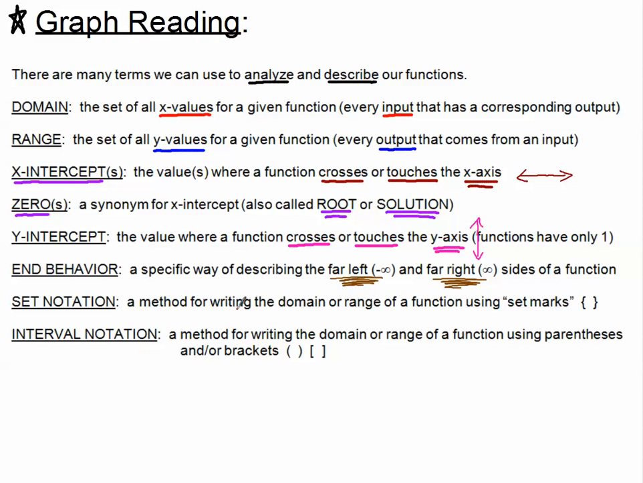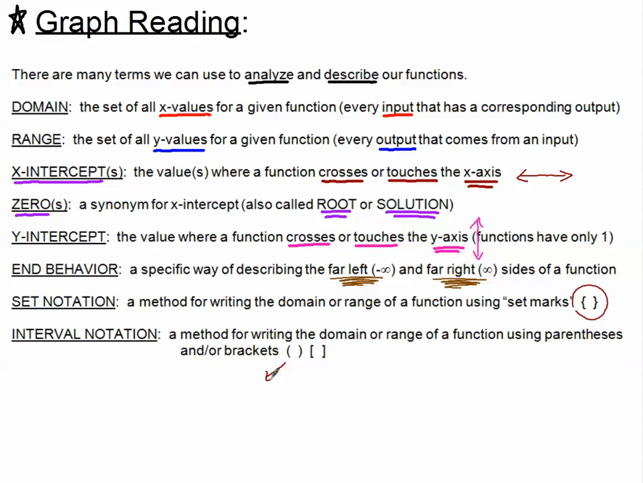Set notation is a method for writing the domain and range using our set marks, these fancy little parenthesis looking things. They're called braces. Interval notation, it's a different method for writing the domain and range. This time we use parentheses or we use brackets. Sometimes we use one of each.